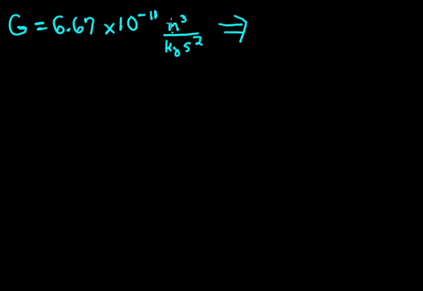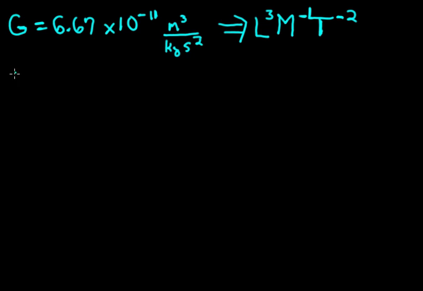So meters has dimensions of length cubed. Downstairs we have kilograms, which is dimensions of mass to the negative 1. And second squared, again downstairs, that's time to the negative 2. So we've got our dimensions for our gravitational constant.